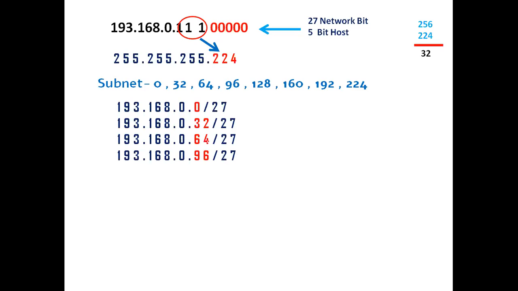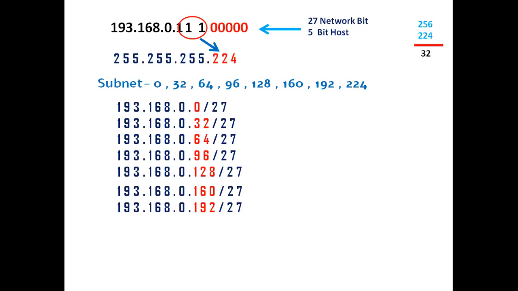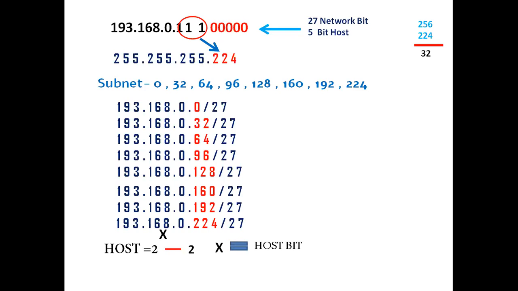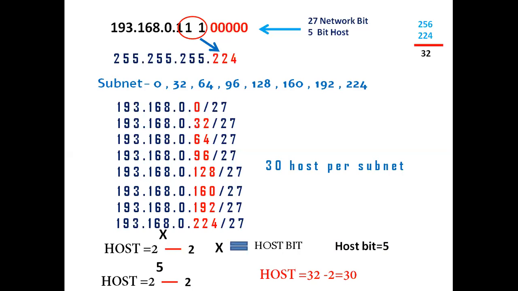But how do we know how many host bits are here? Again, we should implement the formula. Which formula do you have to implement here? That is host is equal to 2^x minus 2, where x is equal to the host bits. How many host bits do we have right now? Remaining 5 host bits here. So if you implement it, host is equal to 2^5 minus 2. So the result will be host is equal to 32 minus 2 is equal to 30. It means that every subnet has 30 IP addresses.